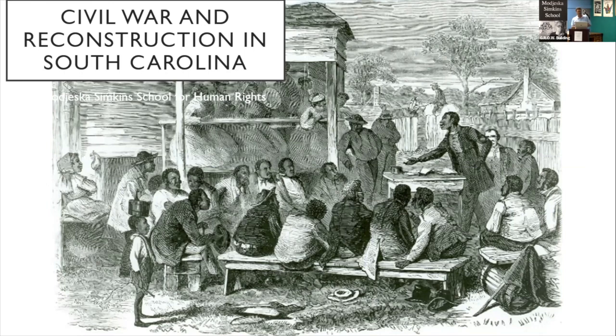Now, the drawing I have on the screen here is a rather famous one that shows, in many ways, the fruits of the Reconstruction era. It shows a group of Black Americans having a political rally. This could be in Florida, could be in Mississippi, could be in Georgia, could be right here in South Carolina. Could be Orangeburg, could be Columbia, could be Lawrence County. Who knows?